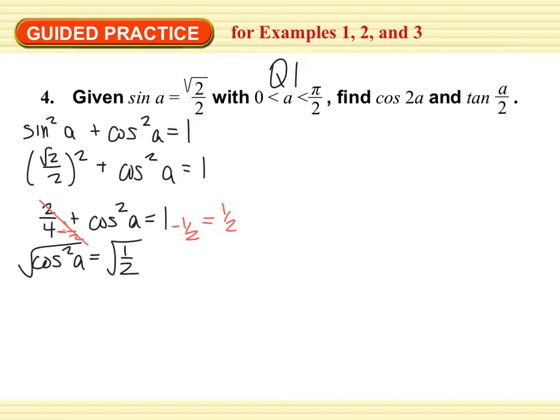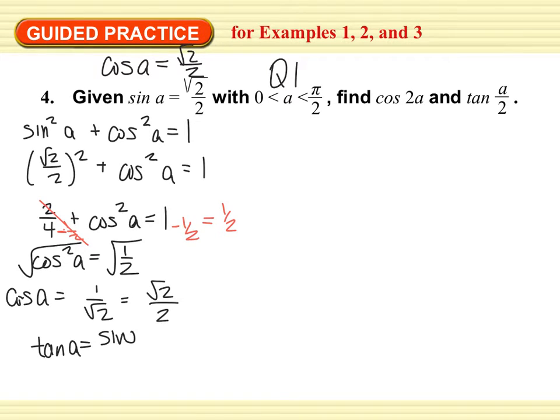Square root both sides. Cosine A equals 1 over the square root of 2, which is square root 2 over 2. And I'm in quadrant 1, so it's positive. So sine A equals square root of 2 over 2, and cosine A also equals the square root of 2 over 2. And remember, tan A is sine A over cosine A. Just giving you some general knowledge.